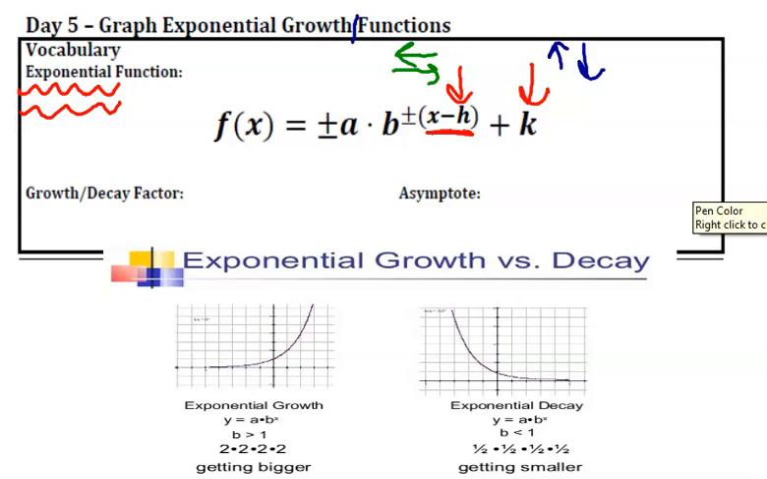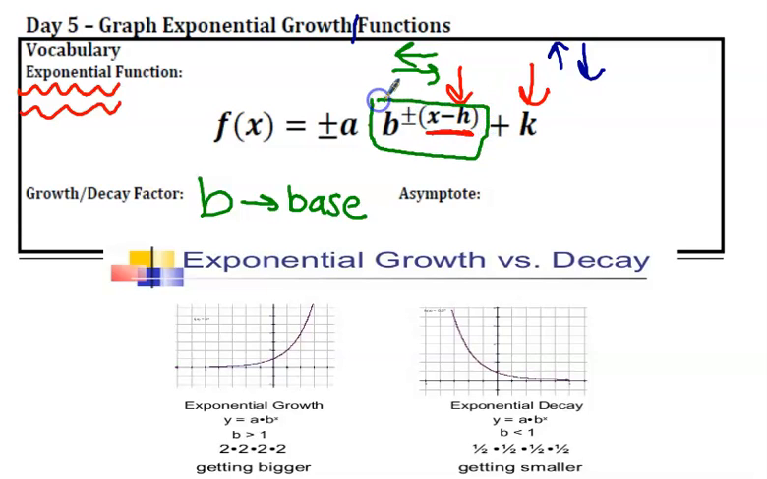In this situation, the growth, decay, or factor is the b, which is the base of our exponent. So this b has the exponent attached. This a, again, goes with all your other functions. You've already learned about whether it's stretching, compressing, or reflecting. That's our a.